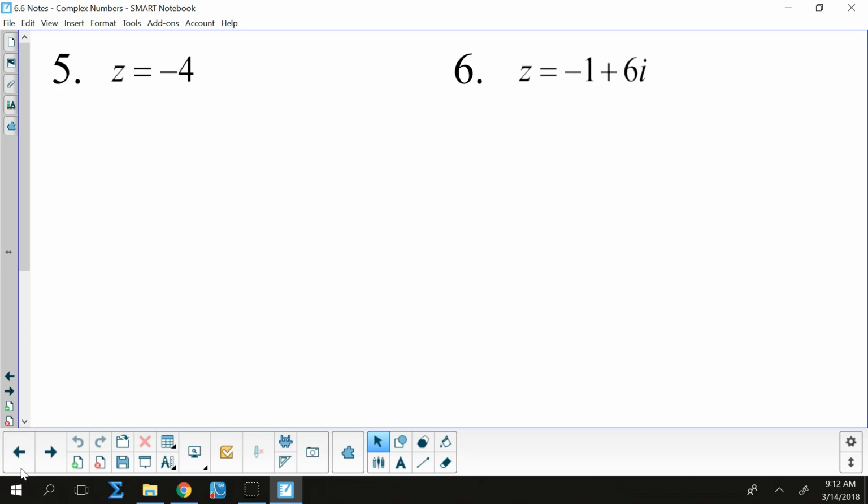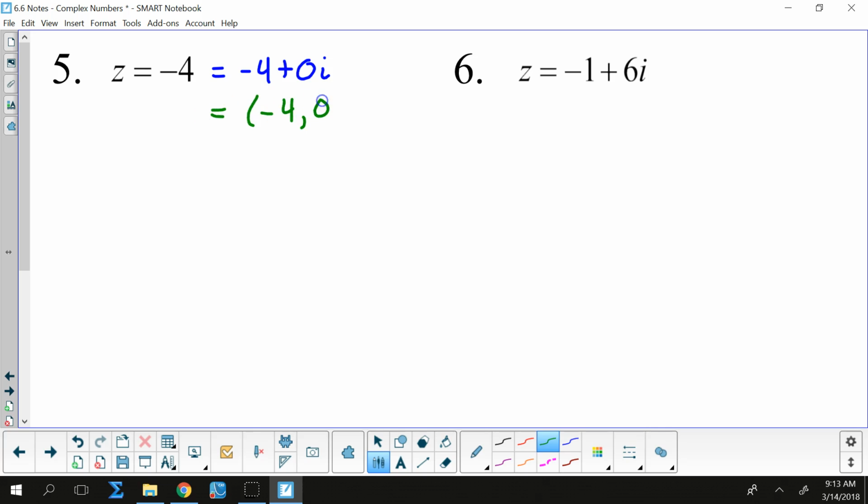We'll try this again. So, I had asked you to do number 5 and 6 here as a warm-up. So, what do we have here? Well, we've got z equals -4. Really, that is z equals -4 plus 0i, correct? Okay, which is in standard form. In ordered pair form, that would be the point (-4, 0) on my real and imaginary plane.